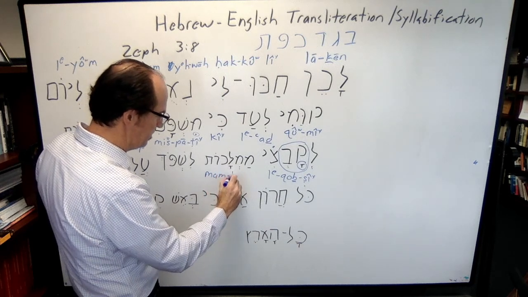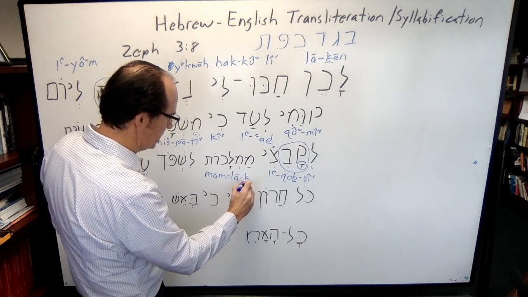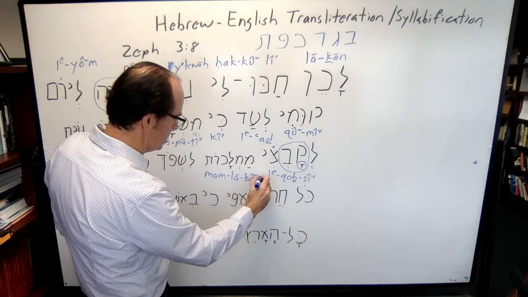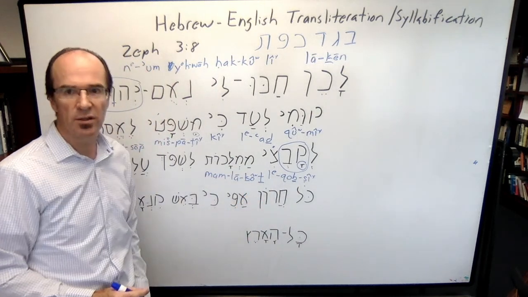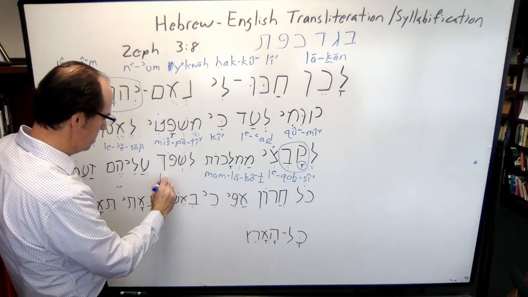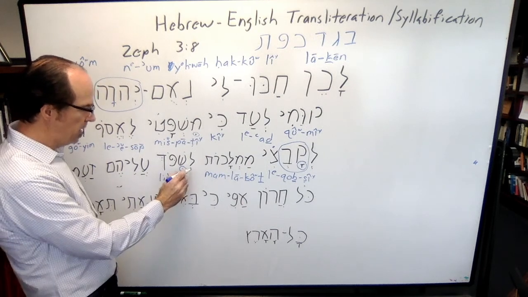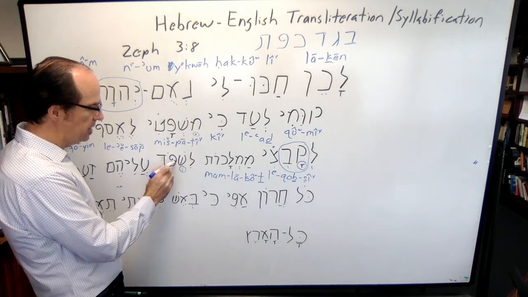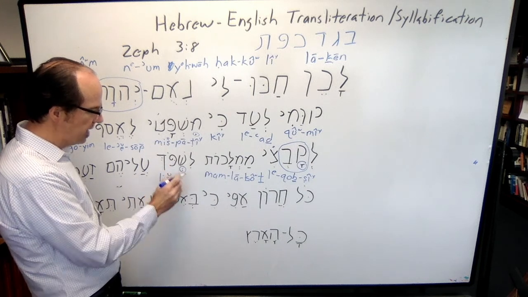Silent shewa, begadkephat letter without a hardening dagesh. Tav without a hardening dagesh. Lishpok, silent shewa following the short vowel. This is just a hardening dagesh because you're not going to get a doubling dagesh or strong dagesh after a silent shewa.